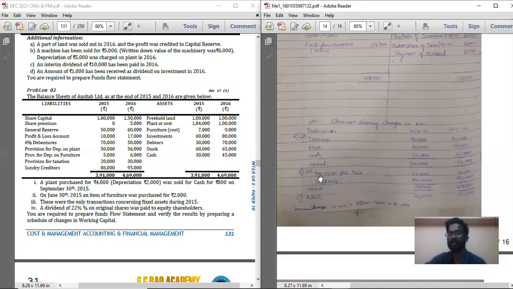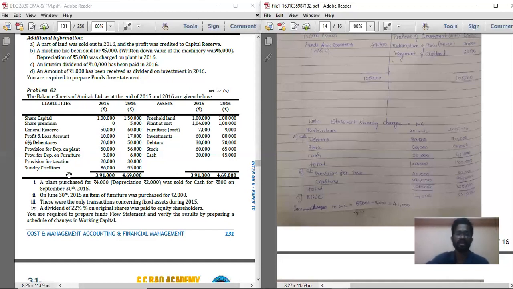Below that, small capital B, current liabilities. What are the different current liabilities they have given in the problem? See, provision for depreciation on plant and machinery is also a depreciation account. This is also depreciation. That is not a current liability. Provision for taxation is a current liability. Sundry creditors is a current liability. So two items are current liabilities.